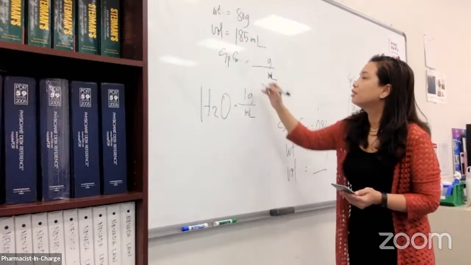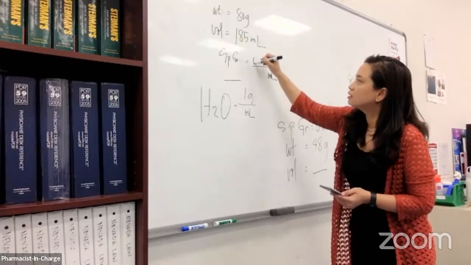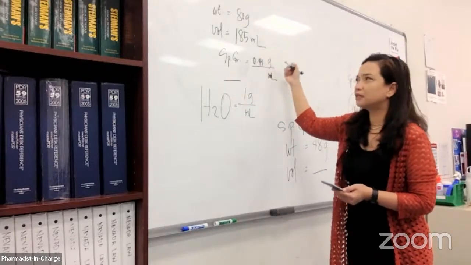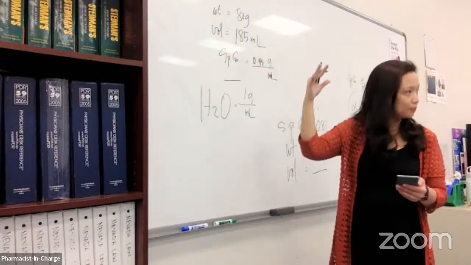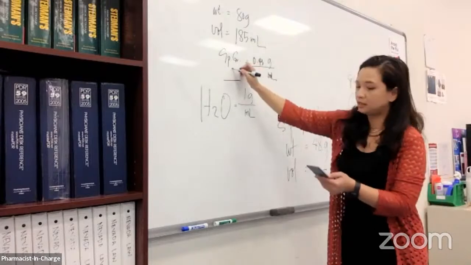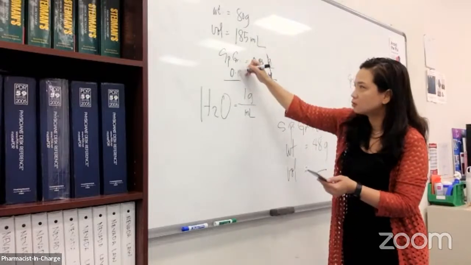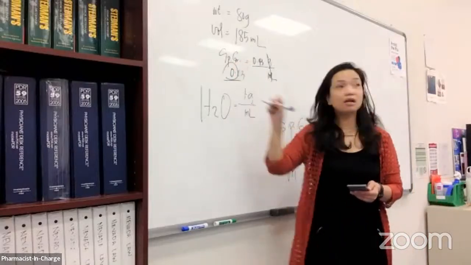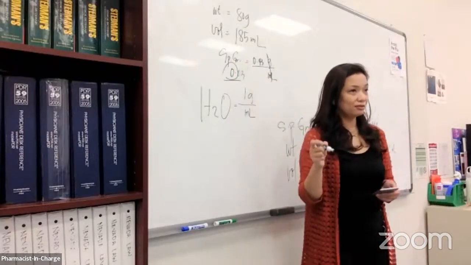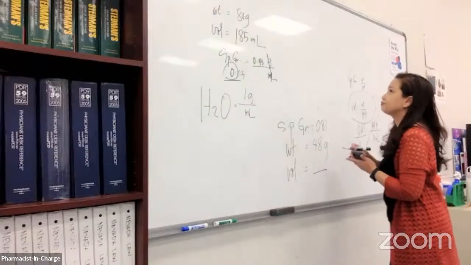Correct. Okay, so the answer will be 0.43 grams per ml. That's the density in comparison to water, which is a 1 gram per ml density. Your answer will be, just drop that thing, 0.43. Correct. Do not forget your leading zero, drop that trailing zero. Okay, last one for Ashley.